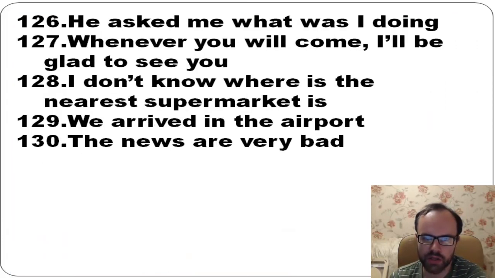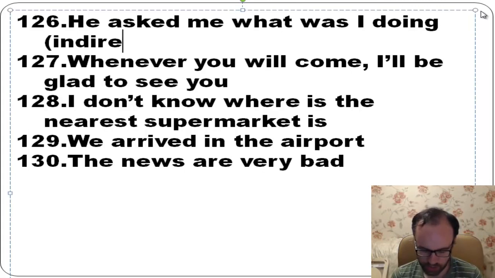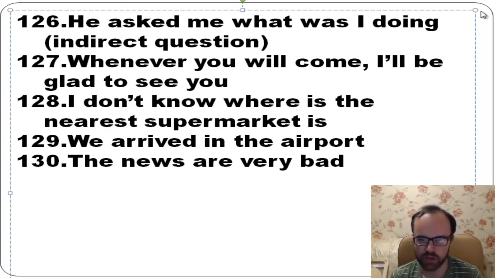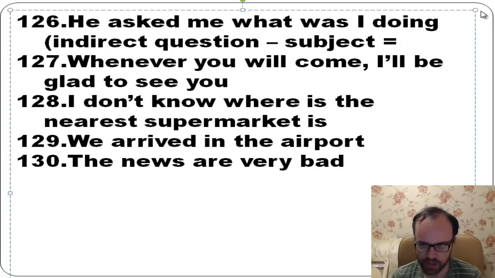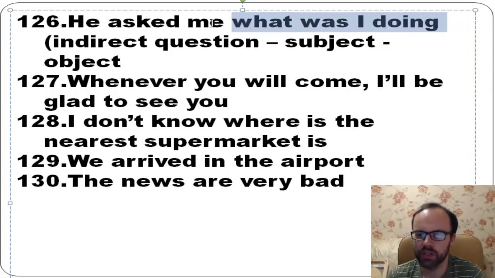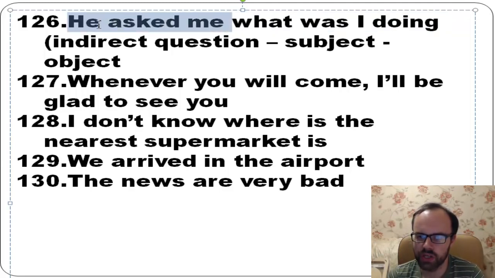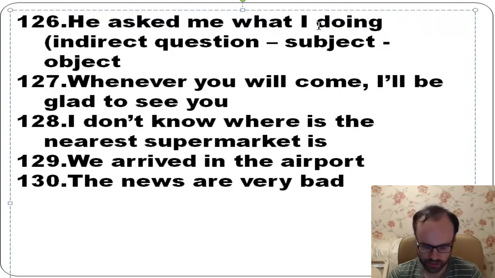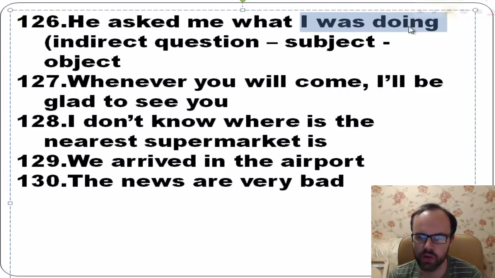Well, so what is next? He asked me, what was I doing? What was I doing? So it's an indirect question, and you need to say a subject first and then a verb. If you had only this, what was I doing? Yeah, it's okay. But if you have something before, we call it an indirect question, and first you need to use a subject, I, and then was. So he asked me what I was doing.